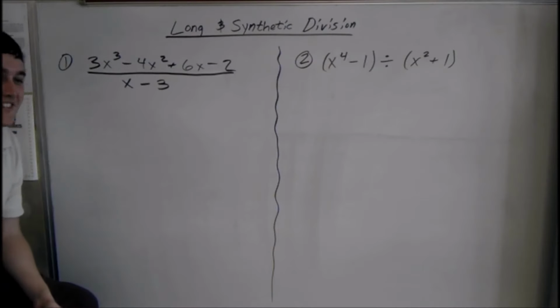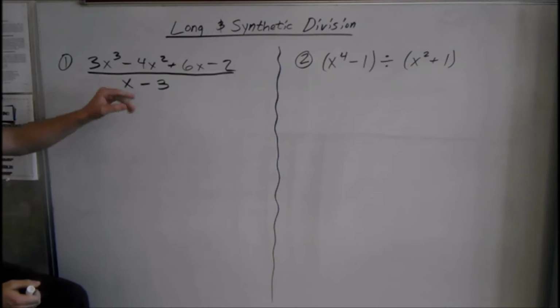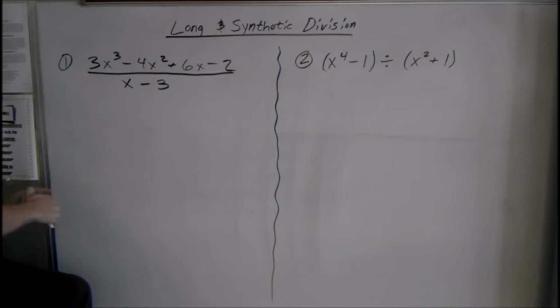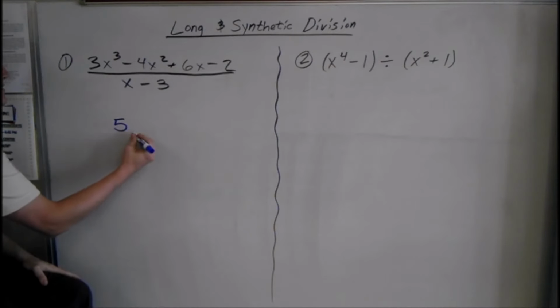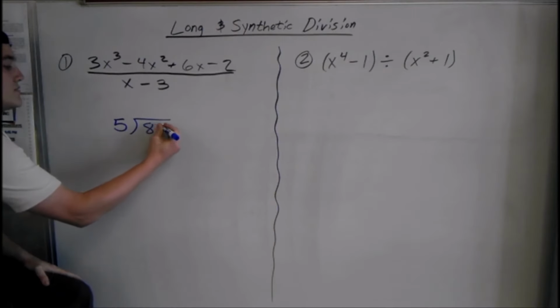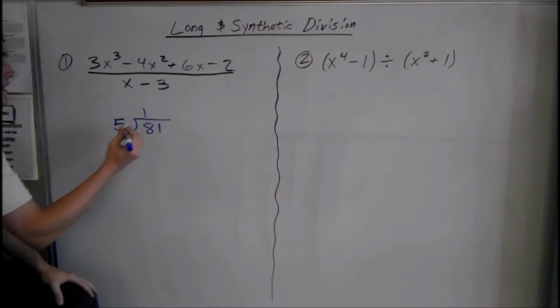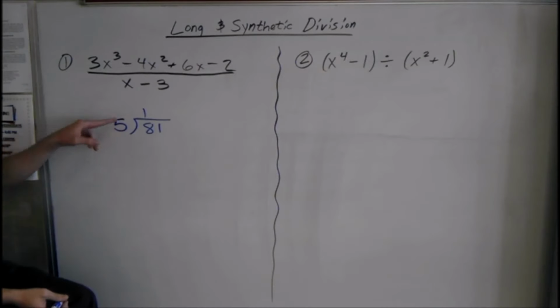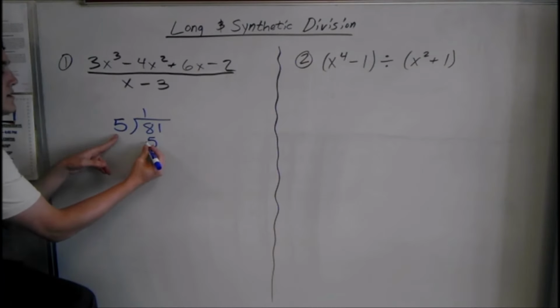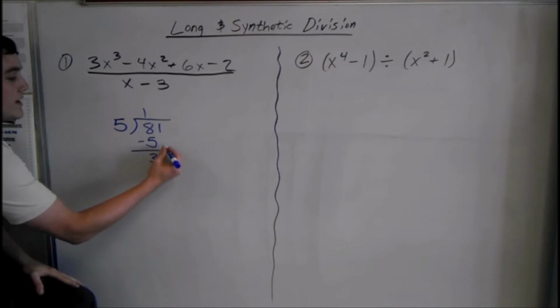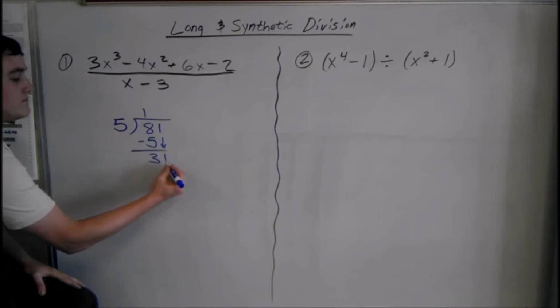So, first thing I want to mention is that long division, when you're doing it with polynomials, is the same as long division with regular numbers. Say we have 5 going into 81. How many times does 5 go into 81? Well, 5 goes into 8 one time. Then we have 1 times 5 is 5. We subtract 8 minus 5 is 3, and we drop the 1 to do it again.